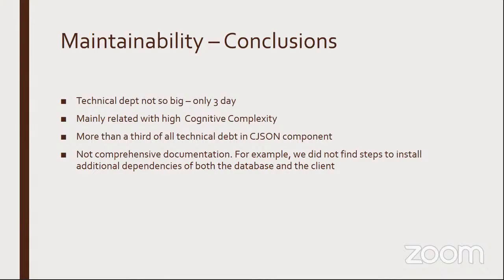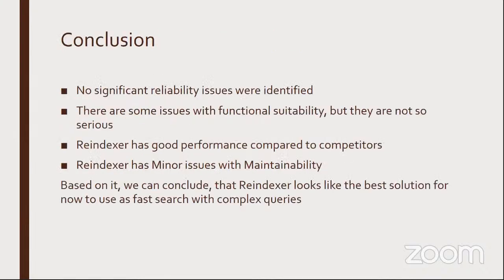But what we found is not only from statistical analysis. We found that the documentation is not comprehensible. Some issues were missed. In the Telegram chat we found some messages about issues, and some issues we found in GitHub. So there are some issues with documentation. And our conclusion: there are no significant reliability issues that we could identify.